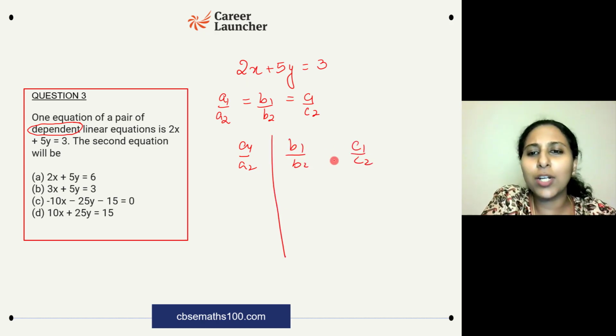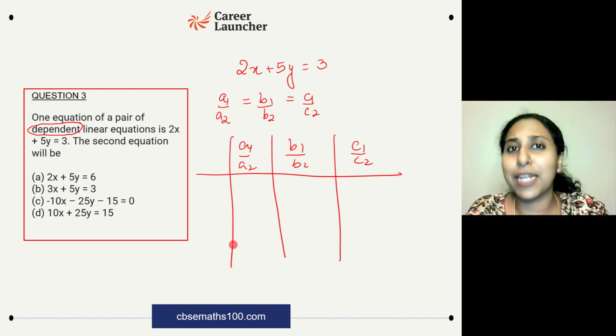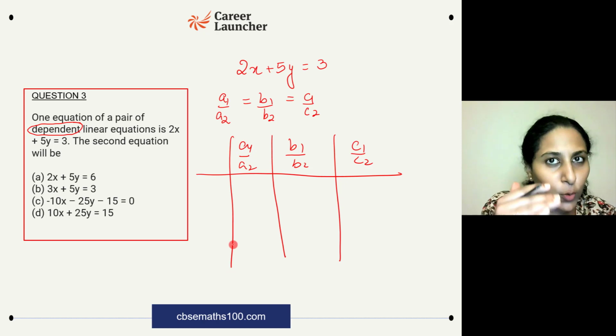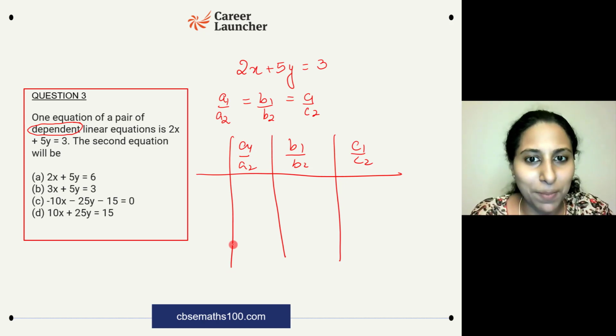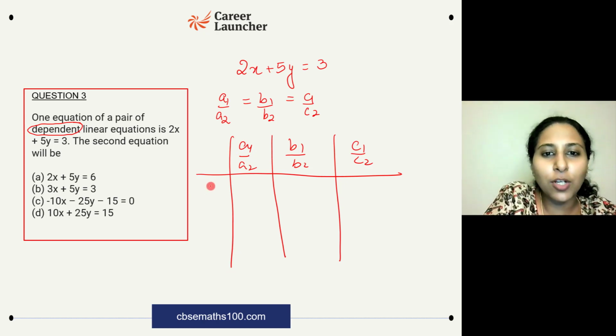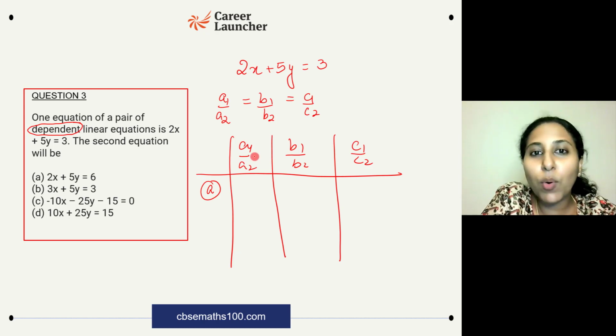Now, doing this is not compulsory. That means writing it this way. This is just for explanation purpose. You may also just go through all the options and calculate this in your mind. So if you're looking at option A, let's see what A1 by A2 becomes over here. A1 by A2 over here for option A would be 2 divided by this 2. Right? So this is 2 by 2, which is equal to 1.